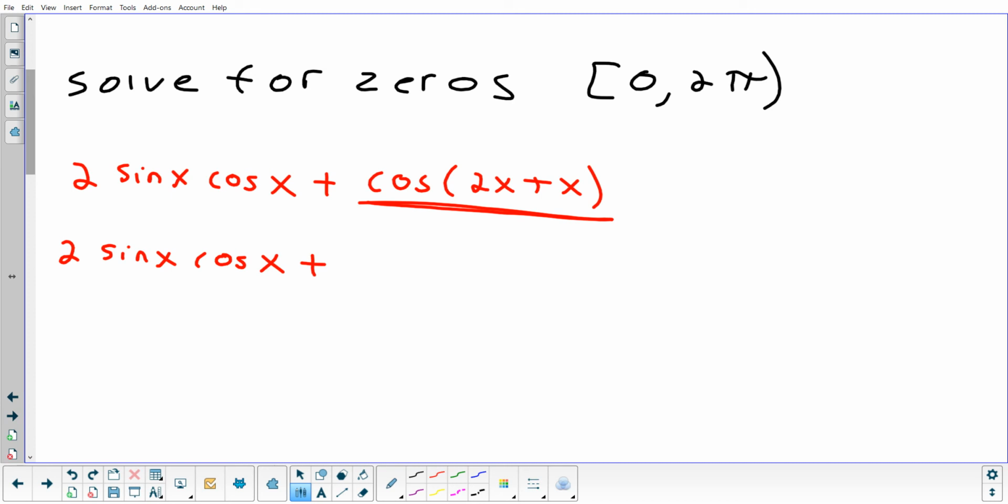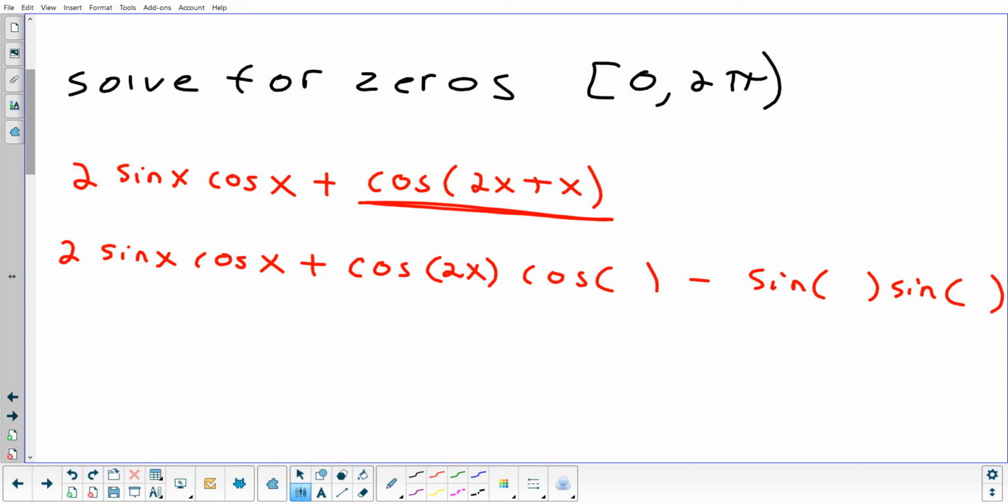Okay, so now we got to do plus, and let's write the identity first. Cosine sum is cosine, cosine, sine, sine. And what goes between them? A minus sign. First, second, first, second. So 2x, x, 2x, x.